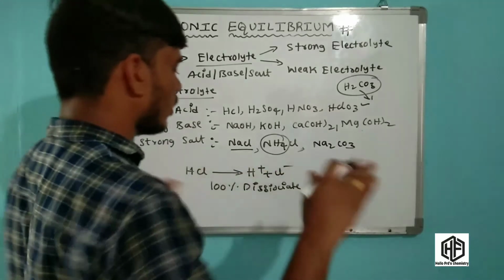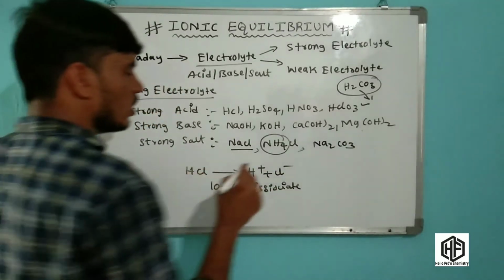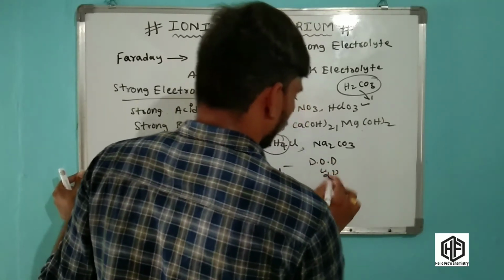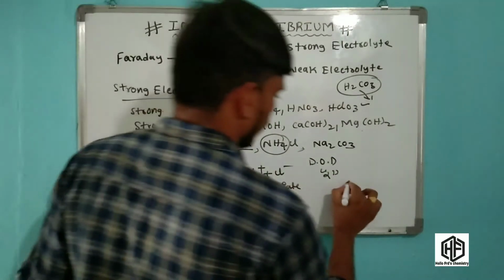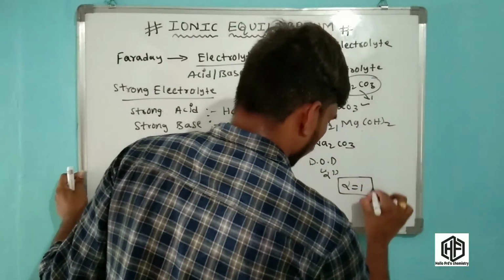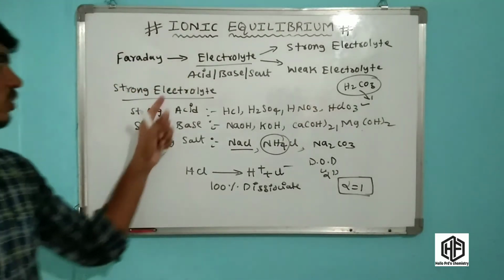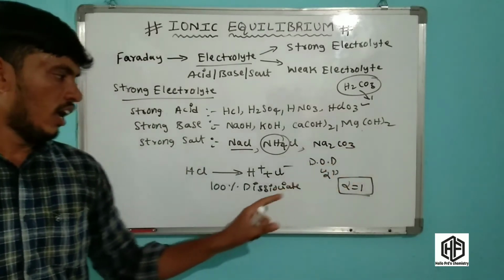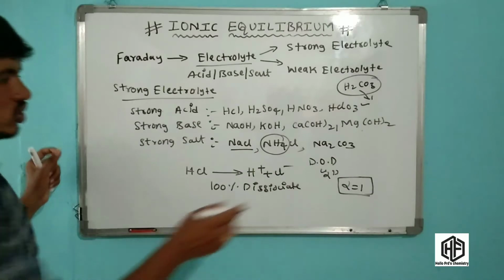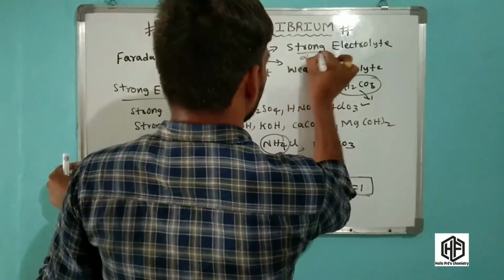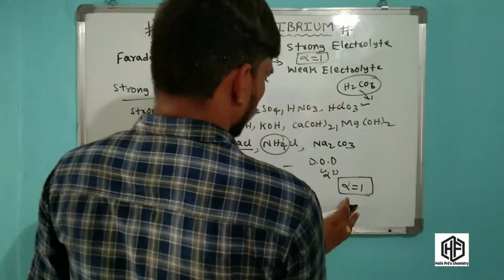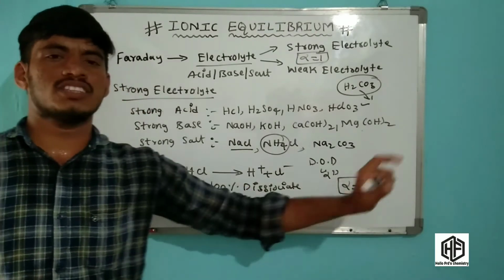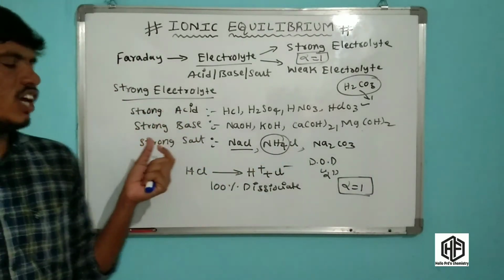Strong electrolytes are 100% dissociated. It means the degree of dissociation, which is represented by alpha, is equal to 1 for strong electrolytes. It is 100% dissociated. This is called a strong electrolyte. So for strong electrolytes, alpha is equal to 1, meaning 100% dissociation. These are the examples of strong electrolytes.